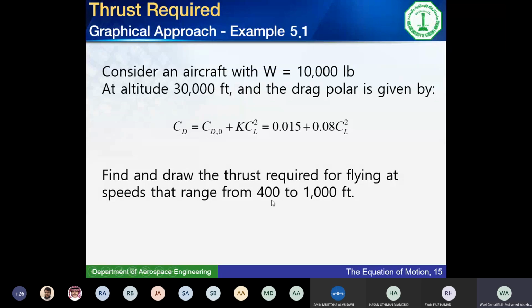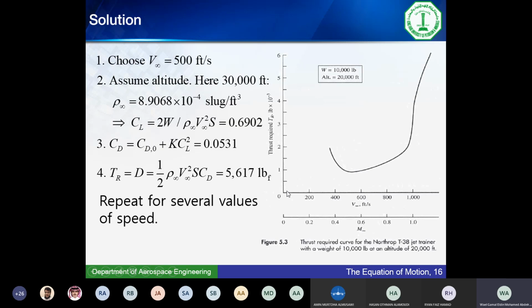So between 400 and 1,000, what would be the drag polar? What would be the thrust required? Let's state it another way. If I am the pilot and I want to fly the aircraft at 400 feet per second, what's the amount of thrust? Straight and level, so that the aircraft will not go up or will not go down when I fly at 30,000 feet. If I answer this, then what's the same value at 500 or 600 or 700 and so on? Okay. So let's see.